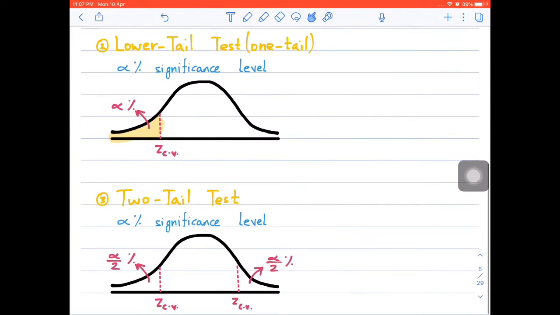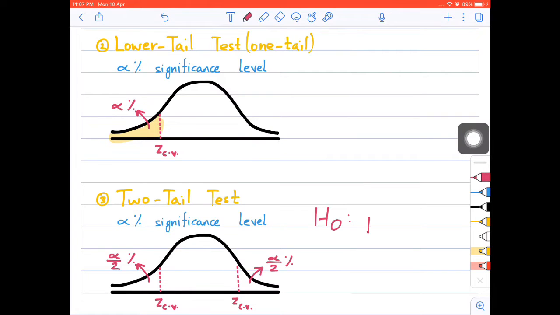The last is the two-tailed test. Now over here, let's say that the null hypothesis is again mu equals a. Alternate hypothesis is mu not equal to a, right? So it can be greater than or less than. Now if we are given a 10% significance level, then that means that we'll be dividing this by 2. 5% will be towards the right, 5% will be towards the left.